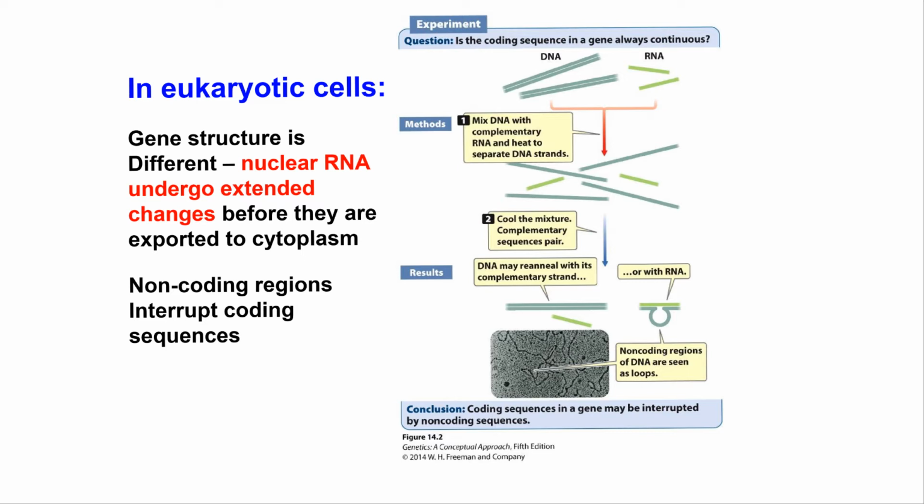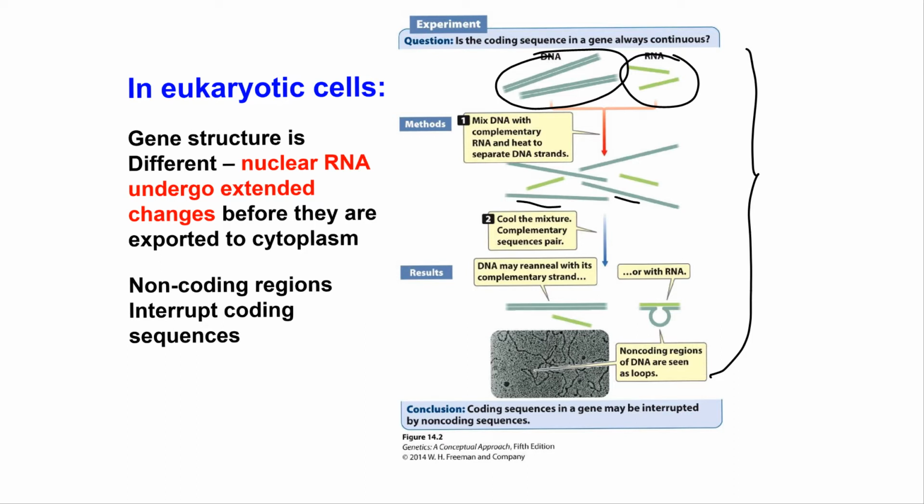And experiments were performed, as outlined right here, where you extract DNA and extract RNA from the same cell. Now you denature the DNA, so you create single-stranded DNA, and you incubate it with RNA. And you know, when you have complementary sequences, they would hybridize and anneal. So what you will see after hybridization is double-stranded DNA, and also some DNA annealed with complementary RNA.